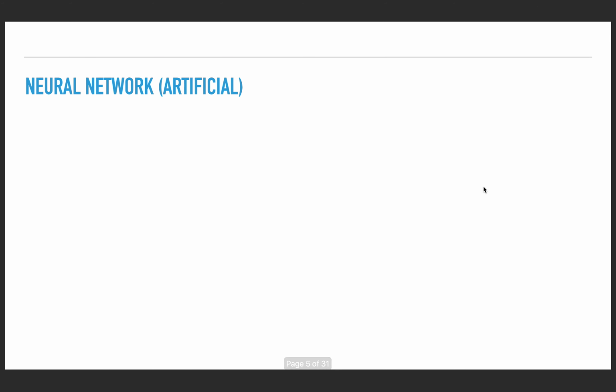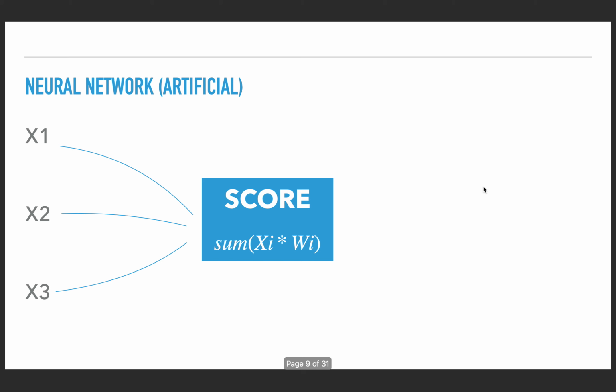So, artificial neural network. We will try to see what an artificial neural network is. So, for example, we have three input features x1, x2, and x3. We send them to some function which calculates a score. Basically, the score is the summation of xi times wi. wi are the weights. What is the importance of weights?